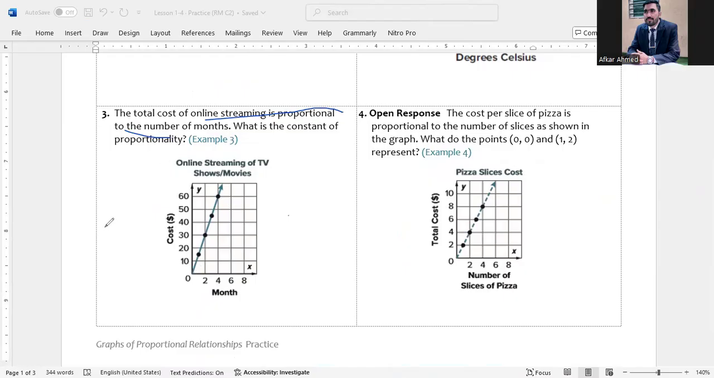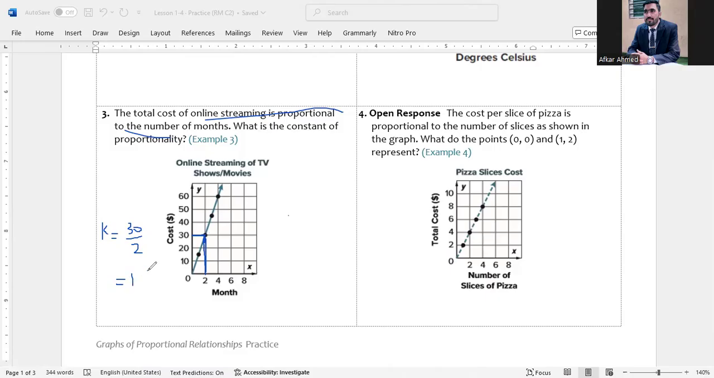How will you find the constant of proportionality? We will divide y by x. If I start from this dot, I know that here it's 1 and here it's 15 or whatever, I don't know. So it's better to use the points that are very clear. This point is very clear. It's 2 and the value of y is 30. So I will divide 30 by 2. If I divide 30 by 2, it will give me the value of the constant of proportionality.